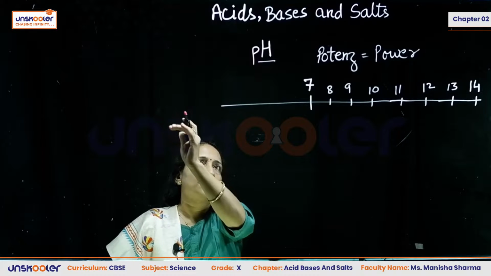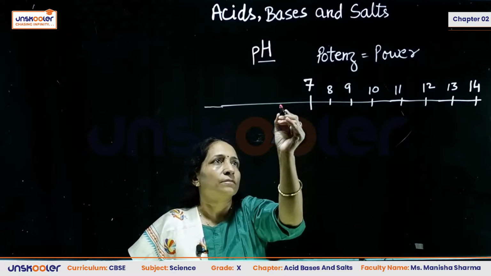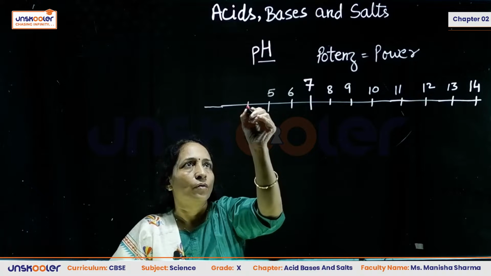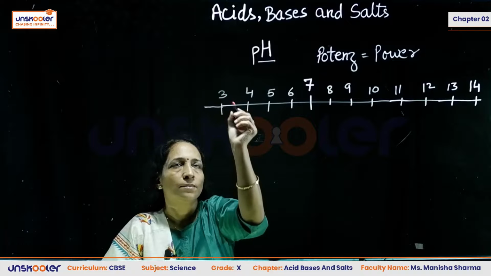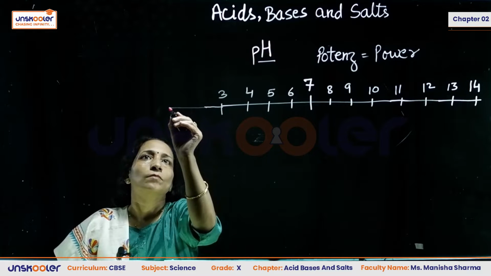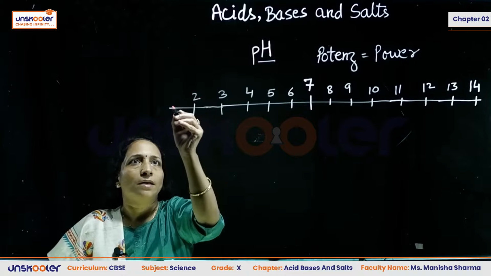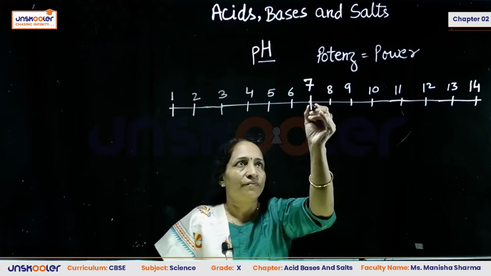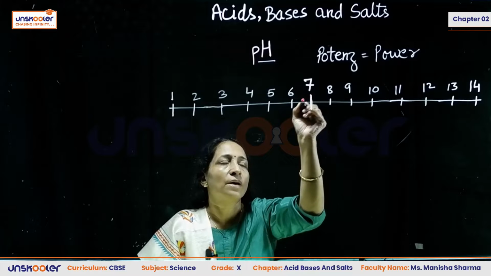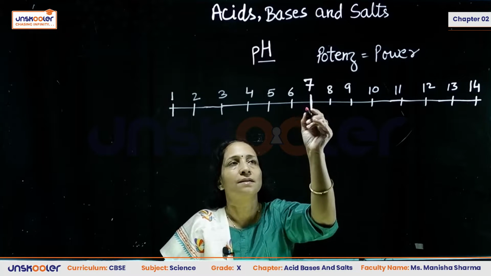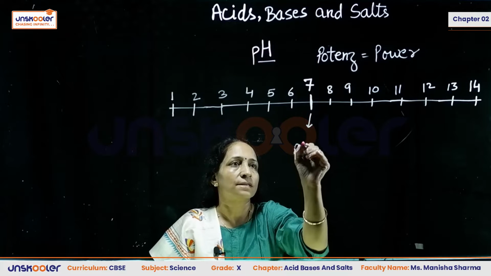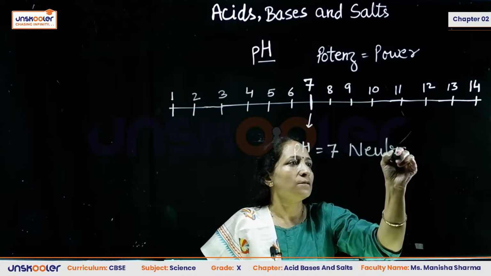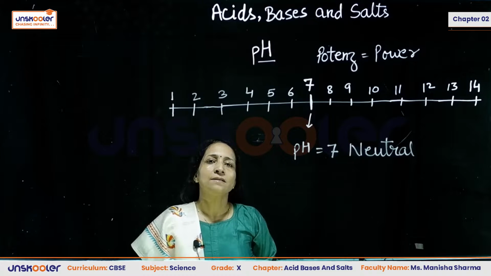And on the left hand side, the values will be like 6, 5, 4, 3, 2 and 1. So there is a scale like this, and if the pH is 7, it is considered as neutral. So pH 7 means it is neutral, whatever the solution is.